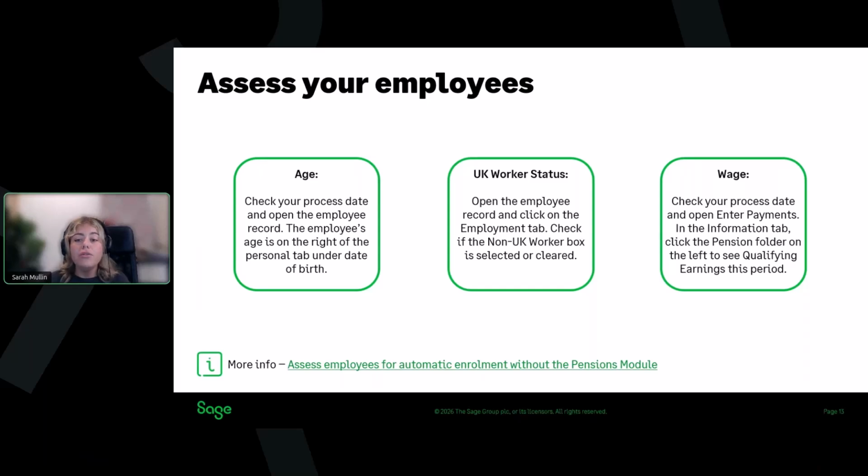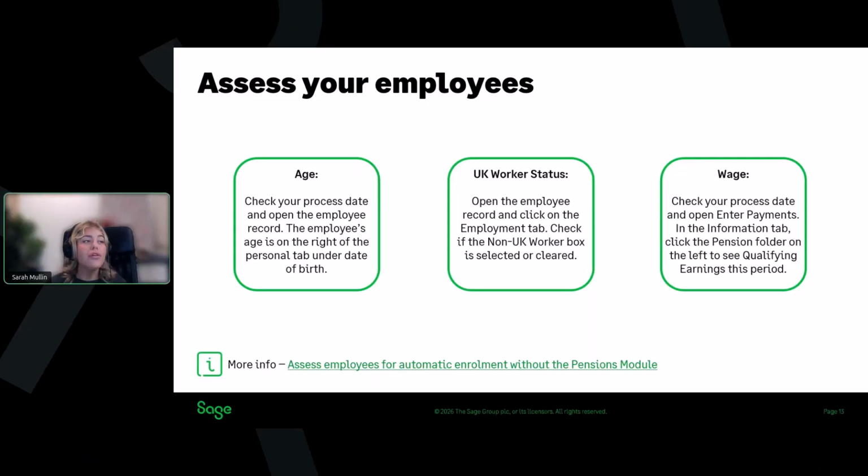Secondly, you've got your UK worker status. So that is located in the record again in the employment tab. So there is a checkbox that indicates whether the employee qualifies as a UK worker. Remember, only UK workers actually qualify for auto enrolment.